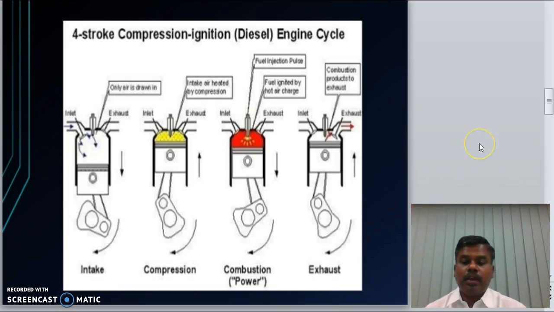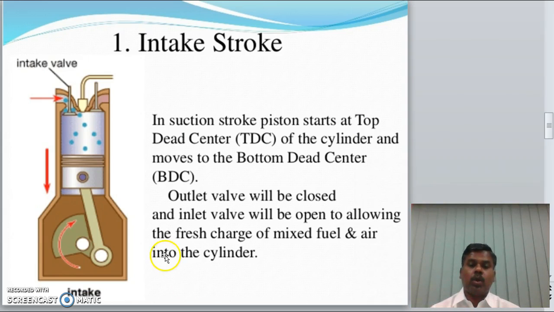Now we will come to the features and operational working principles of the four-stroke compression ignition engine cycle. Here also you have four strokes, that is intake or suction stroke, compression stroke, combustion or power stroke, then exhaust stroke. You can see that instead of a spark plug you have this fuel injector placed on the cylinder head. We will see them one by one. First we will see the intake stroke.